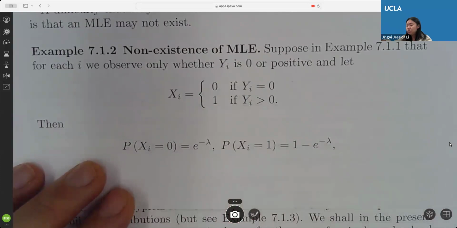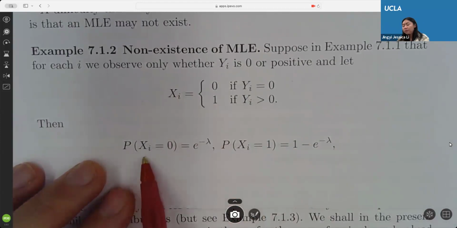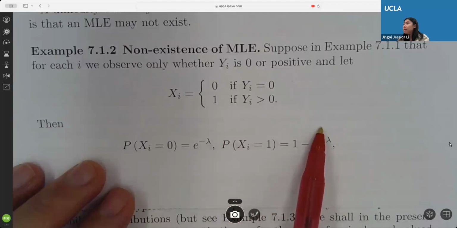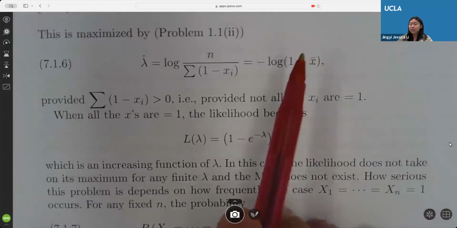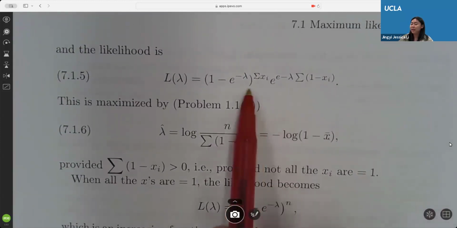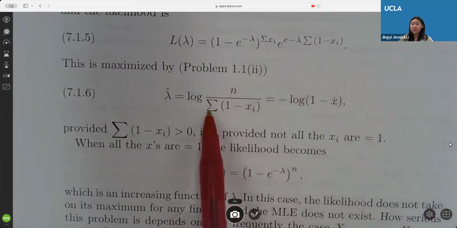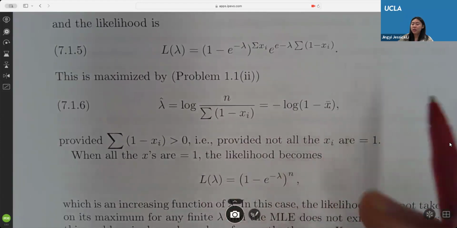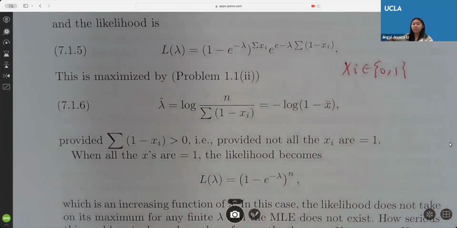But you can still use this xi to get the likelihood of lambda. Because you know that for xi being 0, this is the probability, and for xi being 1, this is the probability. So based on these two probabilities, I can still write this likelihood, and then I can try to maximize it. And this is the maximizer. But you can see the problem here: remember each xi is just 0 or 1. So you will have a problem of what?